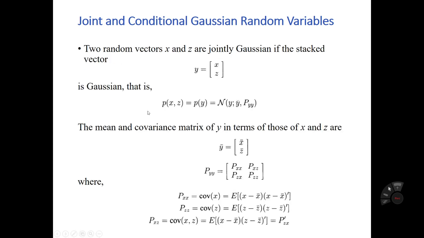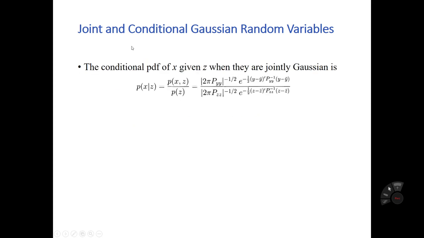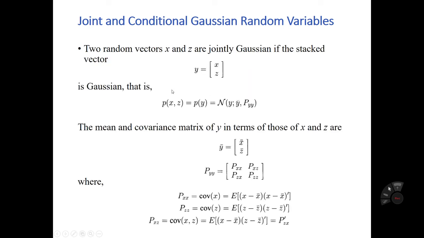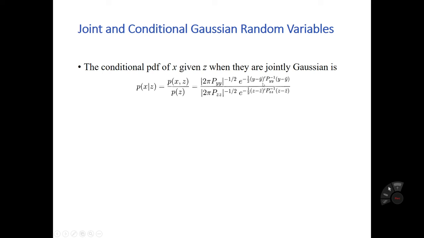Now here we are finding the conditional PDF of x given z when they are jointly Gaussian. This means you are given z, and now you have to find the PDF of x using z, which equals p of x comma z divided by p of z. The same formula applies, because these are random vectors, so we apply it like this.